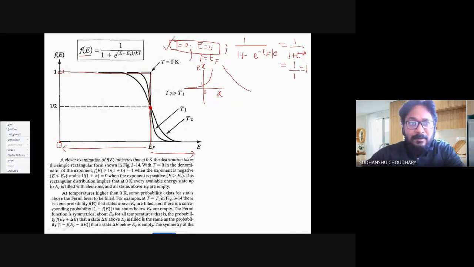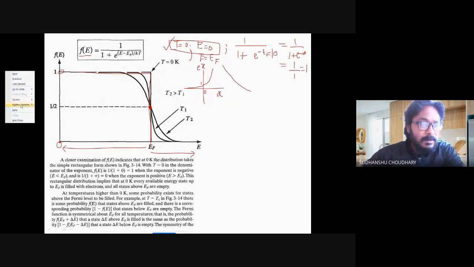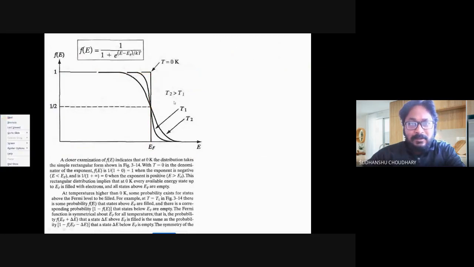Now similarly, one can find out the probability of finding an electron at T greater than 0. So let us say T1, that is this picture, this one.